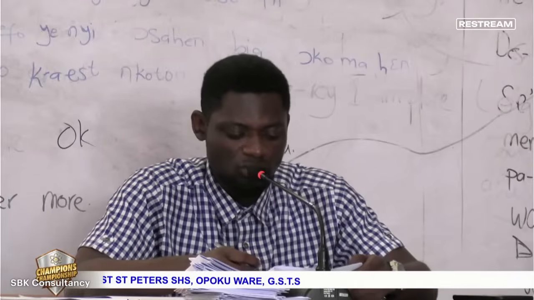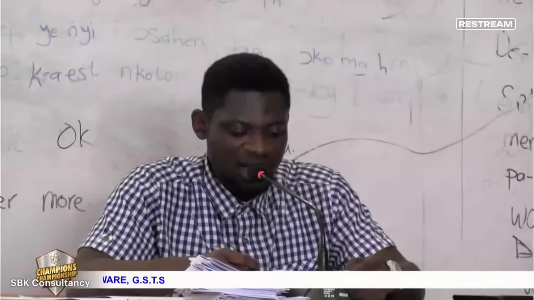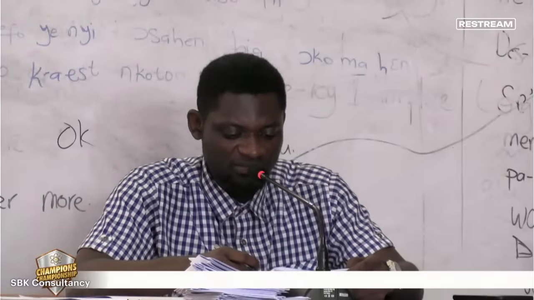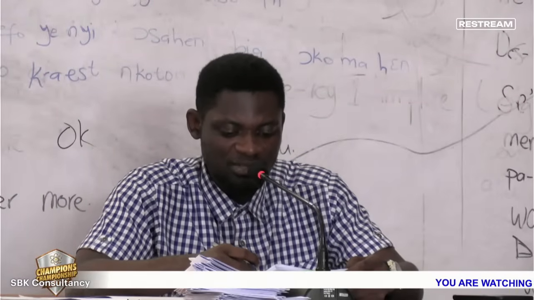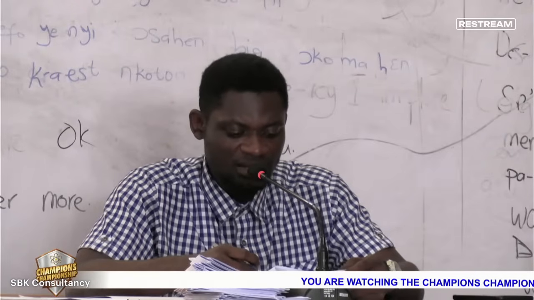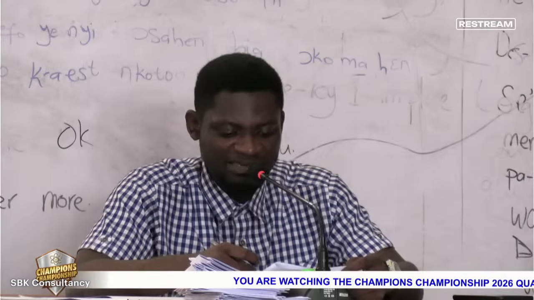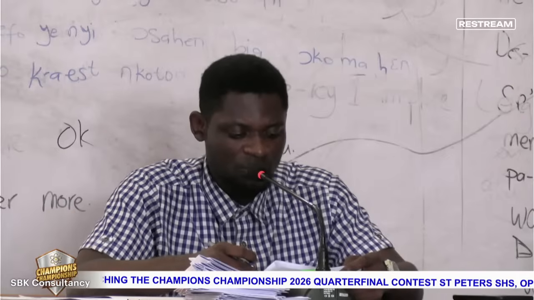Next set of questions, and I have a preamble for all schools. Find the interior angles in degrees for a convex quadrilateral if the exterior angles are in a given ratio. St. Peter's, 1:2:3:4.